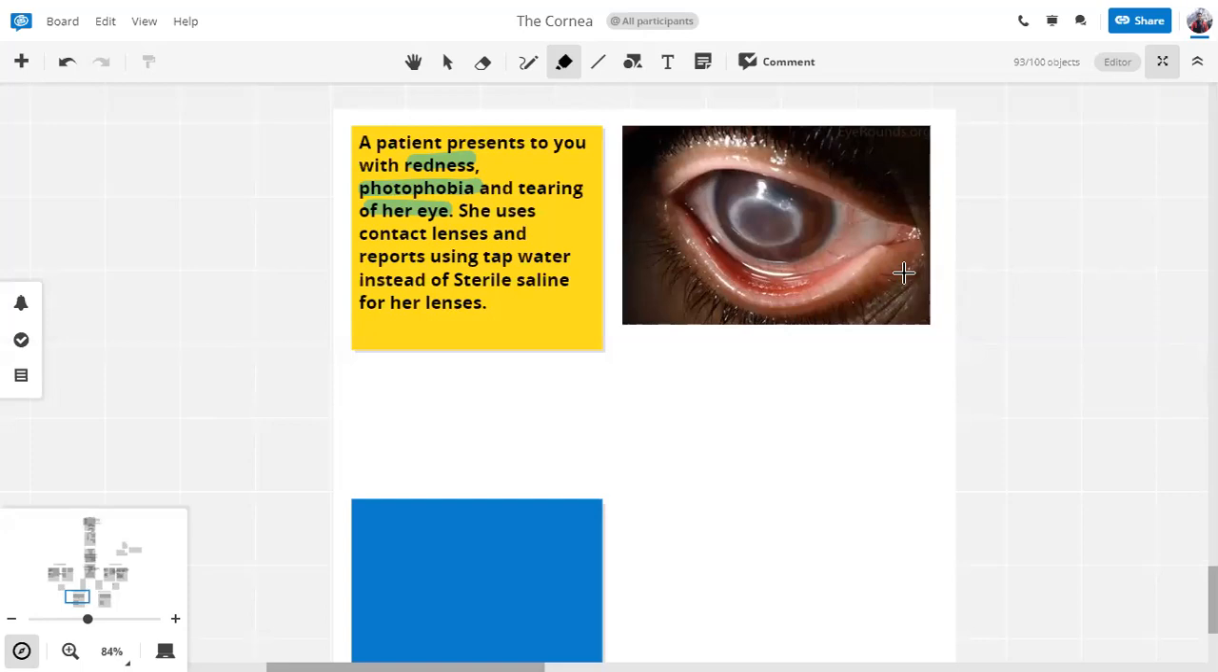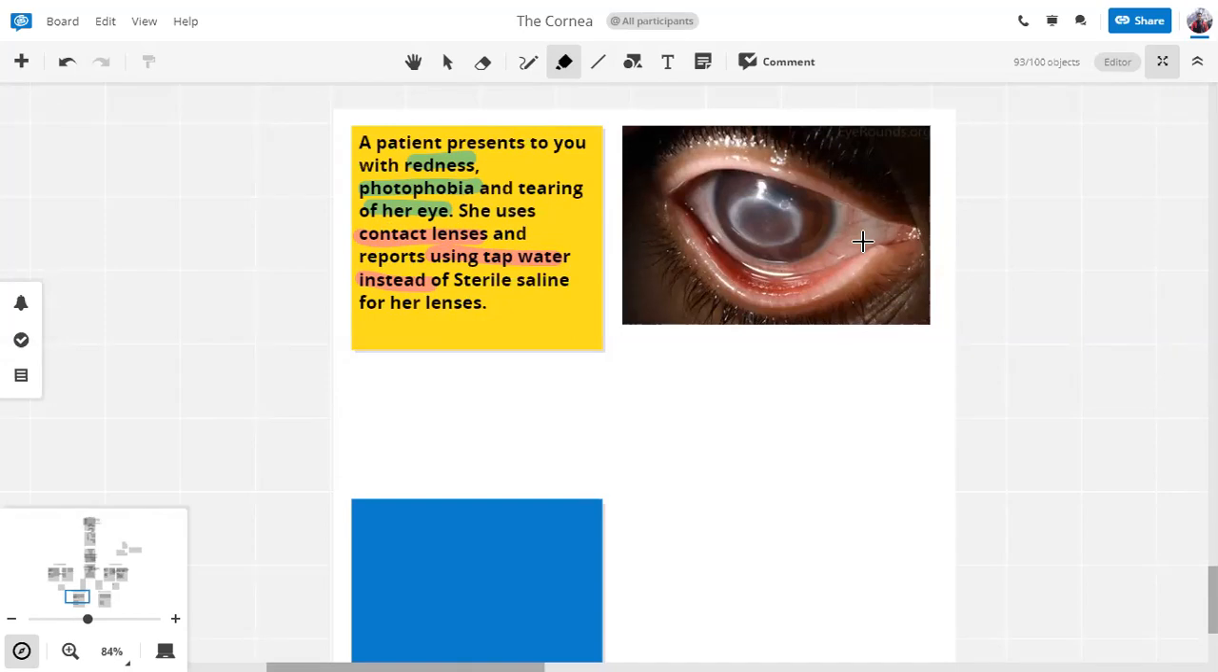Contact lenses. She uses contact lenses. First important thing. And she washes them with tap water. She reports using tap water instead of sterile saline for her lenses. For those who don't use lenses, lenses are stored in sterile fluid whenever we're not using them, those soft lenses. So this patient is trying to be frugal, trying to save money. She uses tap water instead of the water which comes with the lenses.